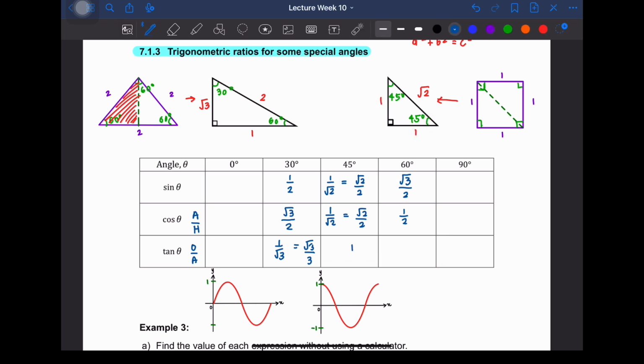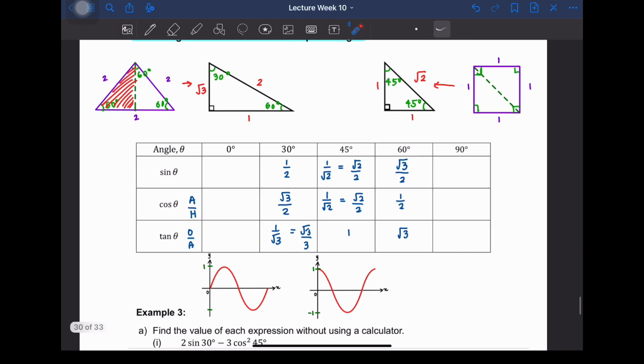Okay, and finally we have tangent 60, opposite over adjacent. And then we have square root 3 over there. Square root 3. Okay, settled. Right, now moving on for the value of 0 and 90 degree. So we will need to draw two graphs.